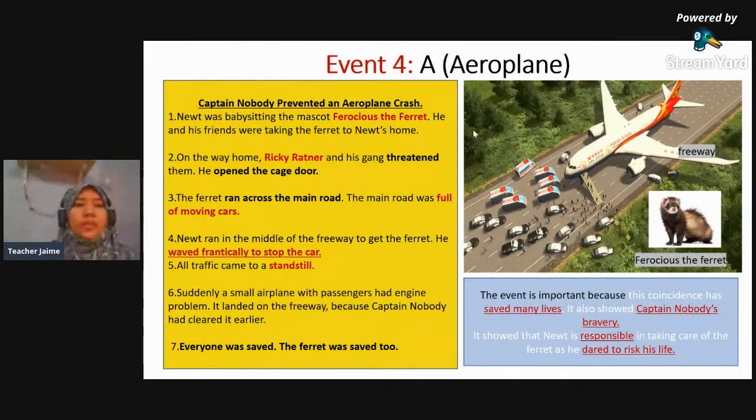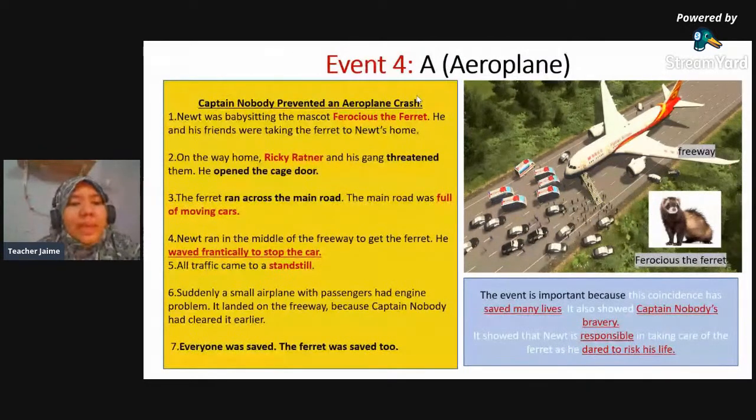So event number 4, Captain Nobody prevented. What is prevented? Prevented means menghalang. An aeroplane crash. Aeroplane crash tu apa? I don't know how to say in Malay. Sorry, it doesn't come to my head. Keruntuhan. Jatuh, aeroplane jatuh. Yeah, save it from airplane crash.